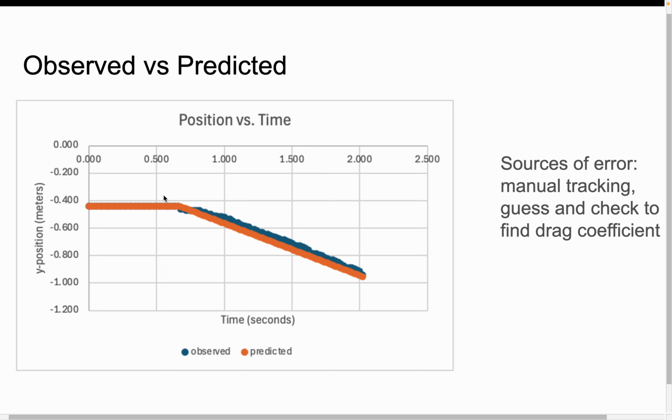Another potential source of error is, like I said, I had to guess and check for the drag coefficient. So I don't have the exact mass or the exact drag coefficient. That is going to cause some differences between the experimental and predicted data. But you see the same general trend, which is that once the top of the slinky is fully compressed, the bottom is stationary till here, and then it starts falling once fully compressed.